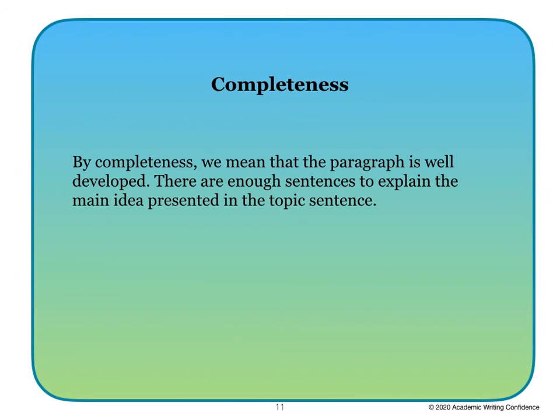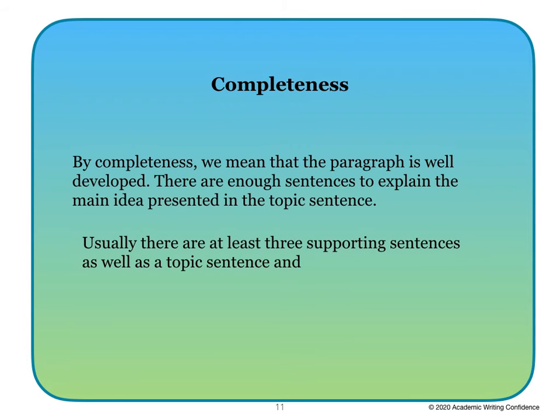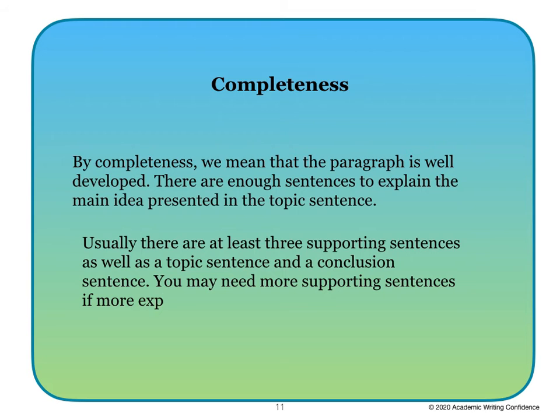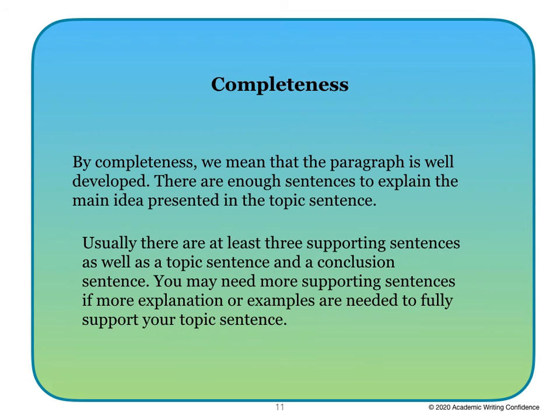Now let's look at what we mean by the word completeness. By completeness, we mean that the paragraph is well developed. There are enough sentences to explain the main idea presented in the topic sentence. Now, usually there are at least 3 supporting sentences, as well as a topic sentence and a conclusion sentence. You may need more supporting sentences if more explanation or examples are needed to fully support your topic sentence.